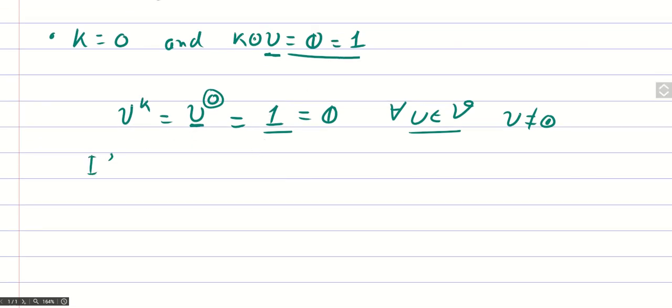So if u is different from the zero vector, then k should be equal to 0. And that ends this statement.